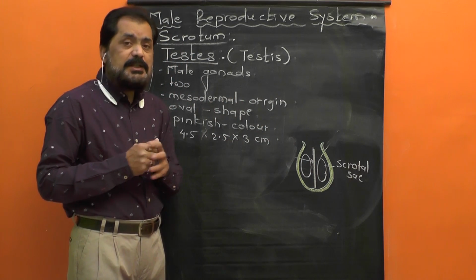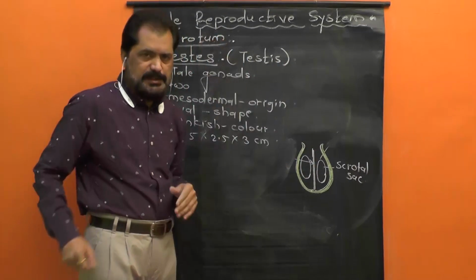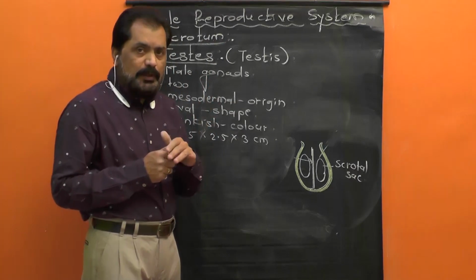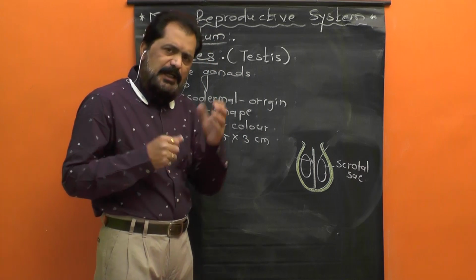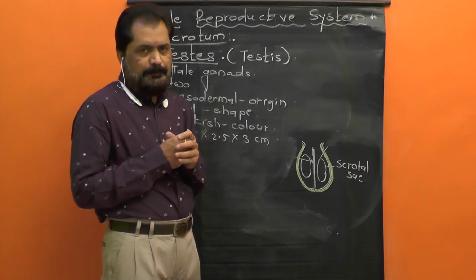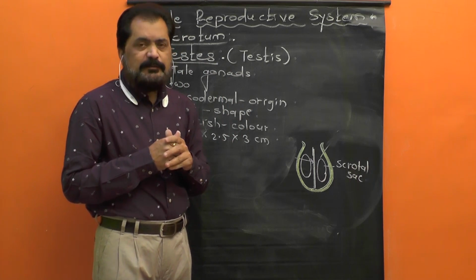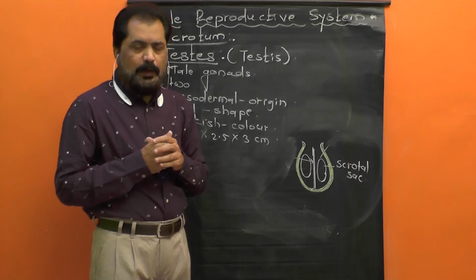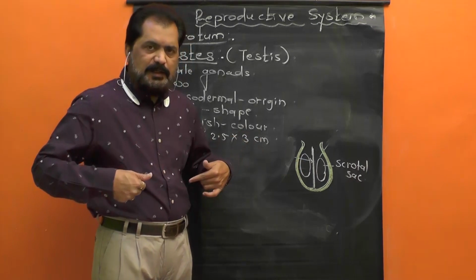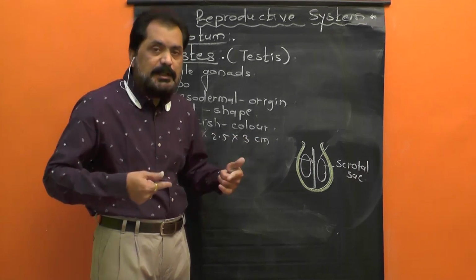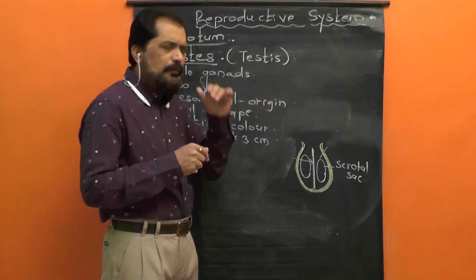Sometimes if there is a failure of descending down of testes into the scrotal sac and they remain permanently in the abdomen, then there is sterility. That individual remains sterile. Why is this so? Very simple. You know that if testes remain permanently abdominal, due to high body temperature, there is no chance of formation of sperm. I told you a few minutes before.